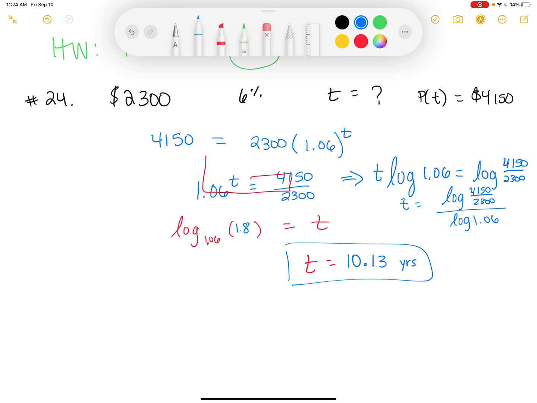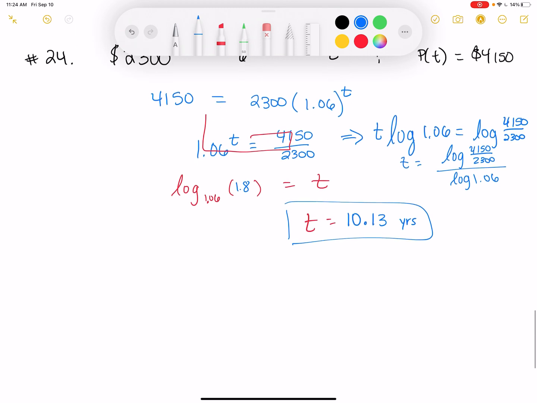Or if you need to, you can use the store function, the STO with the little arrow, and you can store it in a letter and reuse it. We'll use that more in physics than anything.